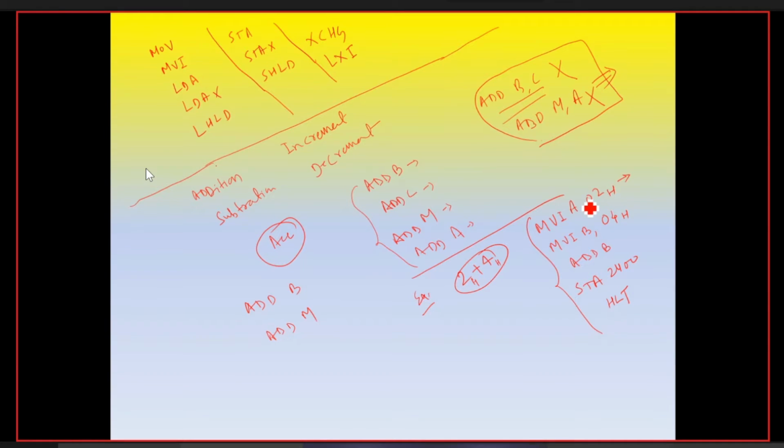Sir, 02. Okay. So accumulator having 02, register B content 04, sir. Add B. Add B means what? Content of A plus content of B. It means 02 plus 04, which is 06. So after this instruction, the content of accumulator is 06, not 02.